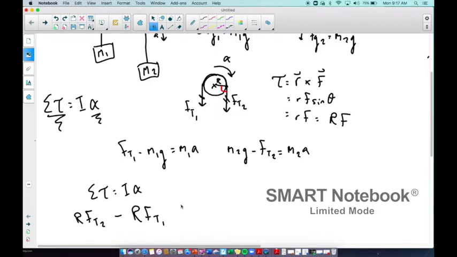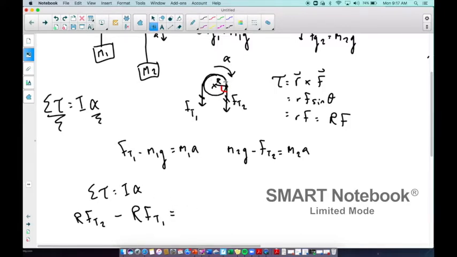Please pause and make sure that this makes sense to you. This is the torque caused by this tension force 2. This is the torque caused by tension force 1. They oppose each other. I'm considering this one to be positive because it's responsible for the angular acceleration. That equals I alpha. I is the rotational inertia.